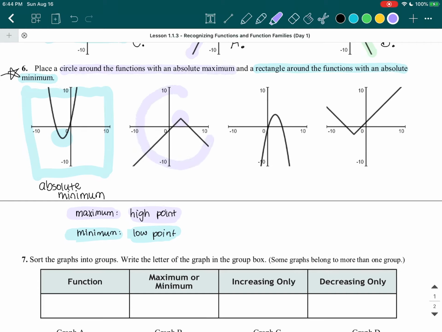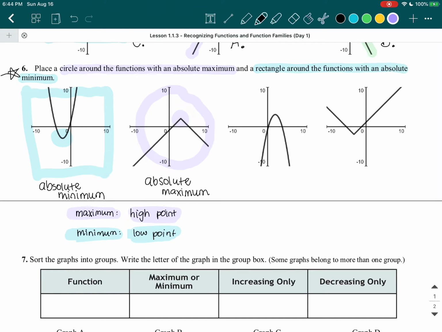So I'm going to write a circle around this. That's an okay circle. It's okay if your circle is better, worse, whatever. It's all good. Let's also write absolute maximum. Okay, and that's it for number 6.